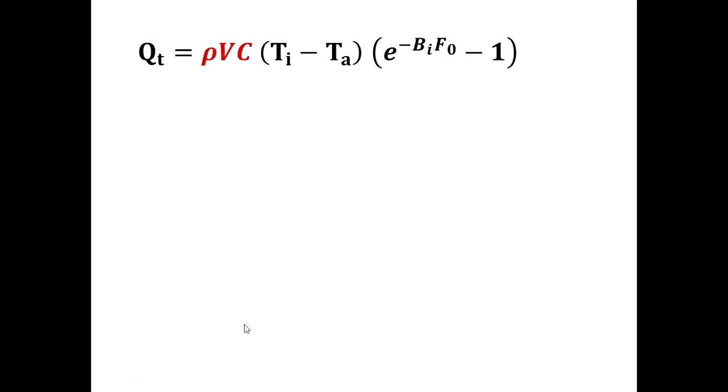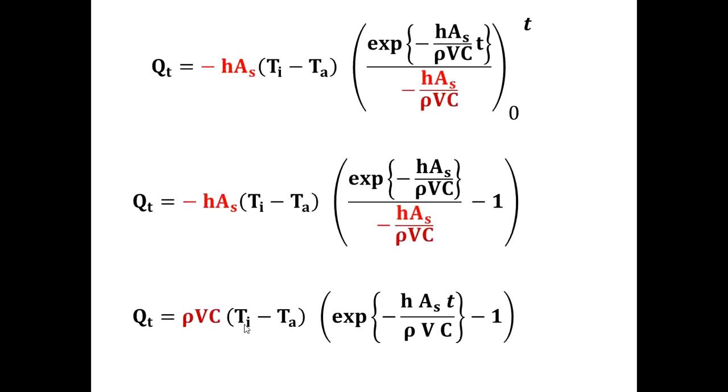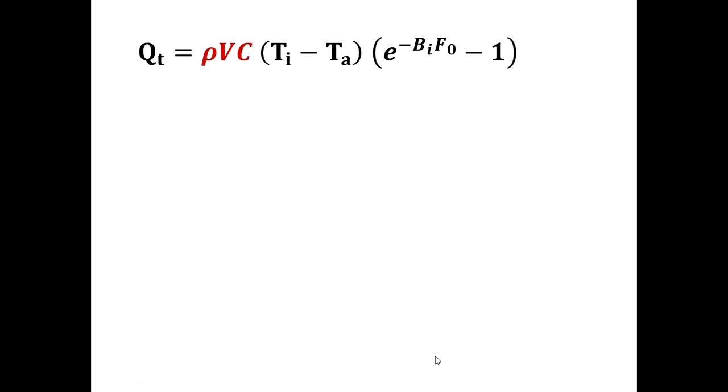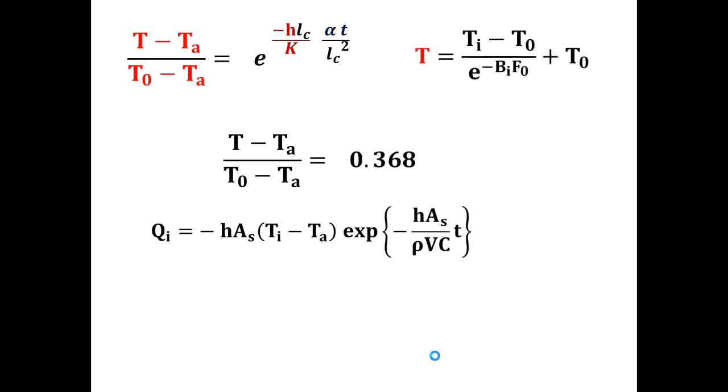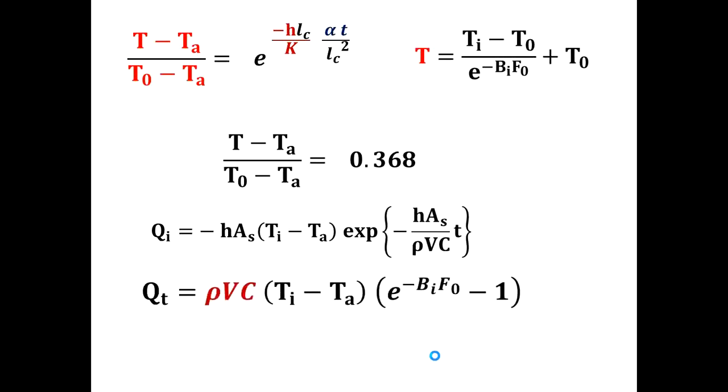Therefore, I can write this equation like this also. Already you know we have derived this as HA divided by rho V Cp. We can write this as Bi times Fo. That is why the total amount of heat energy transferred will be like this. Therefore, what are the things that you have evaluated? Not only the instantaneous, but also the cumulative.